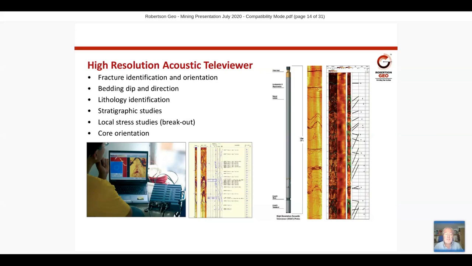Local stress studies can be conducted to see the direction of stress from the fracture patterns, and core orientation, so the log can be set alongside your core and can be correlated by depth and by lithology. So the image on the right, you'll see some green features picked out there. These will be picked out by the engineer and by the software, to highlight the key features in terms of stress or fractures on that image.